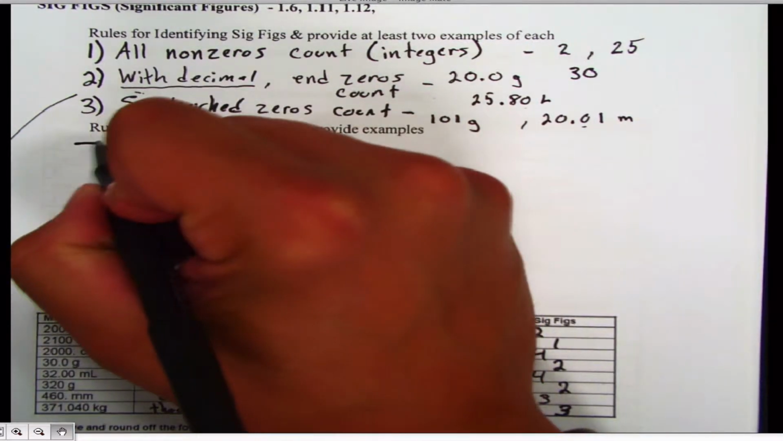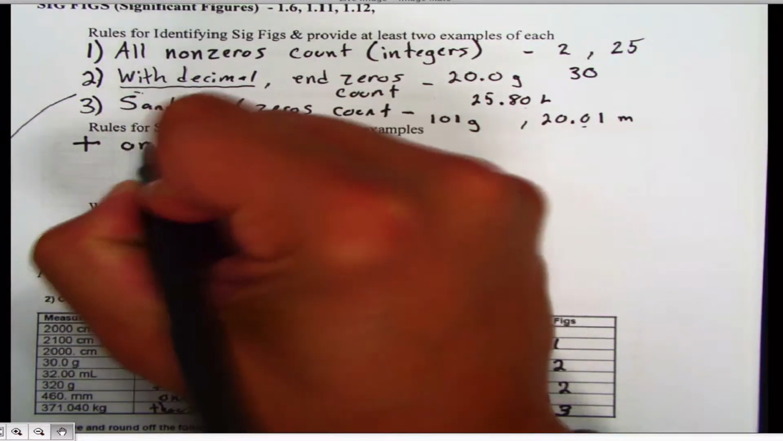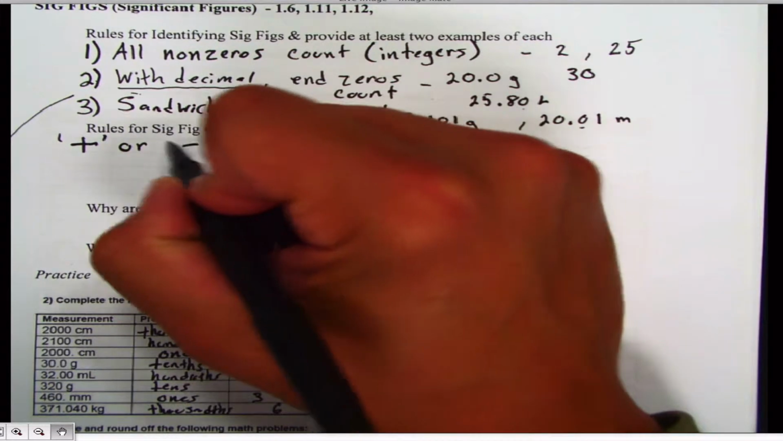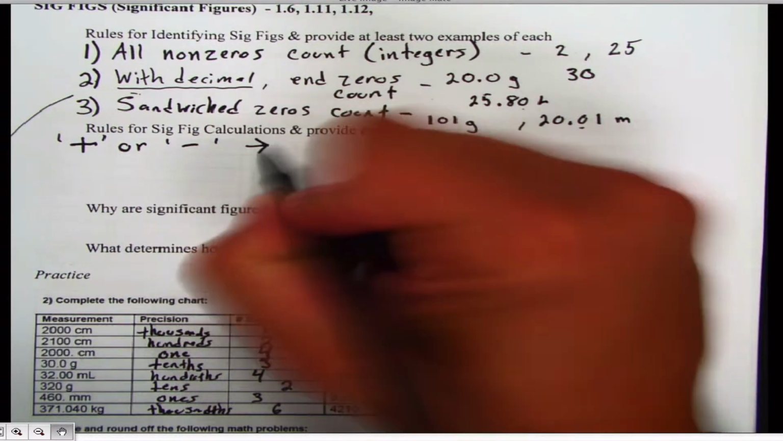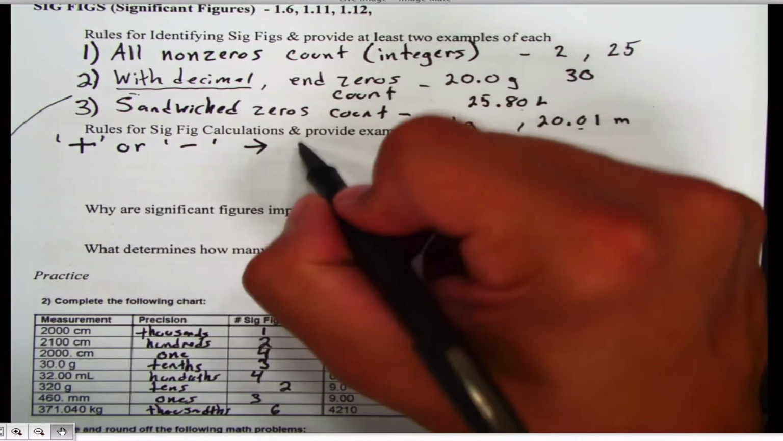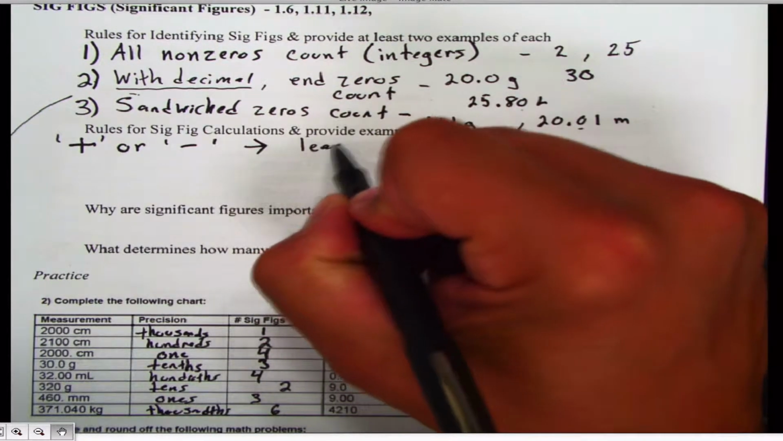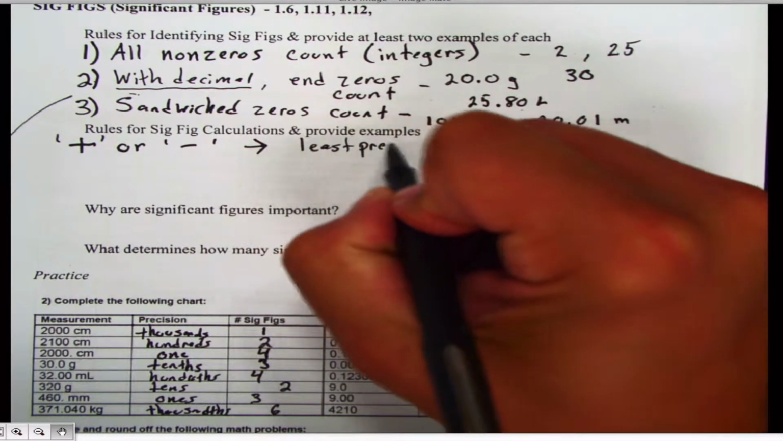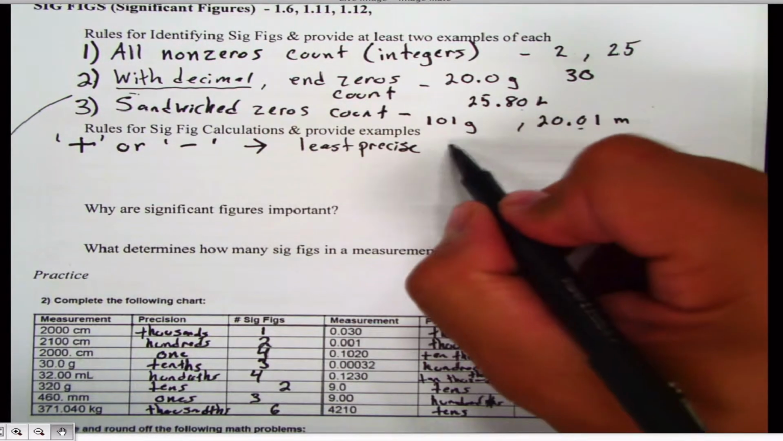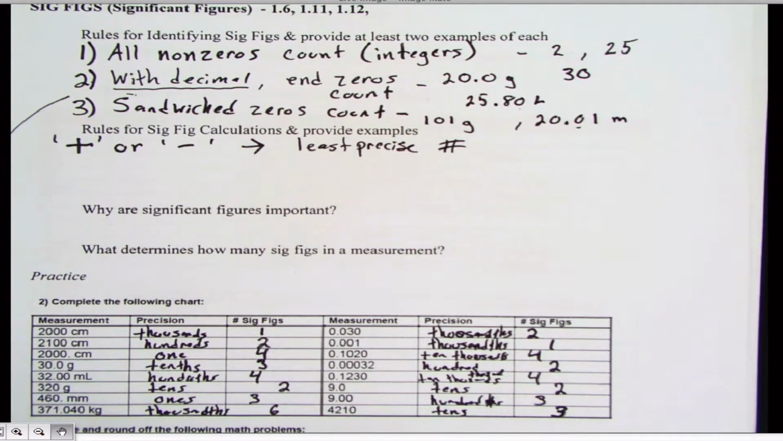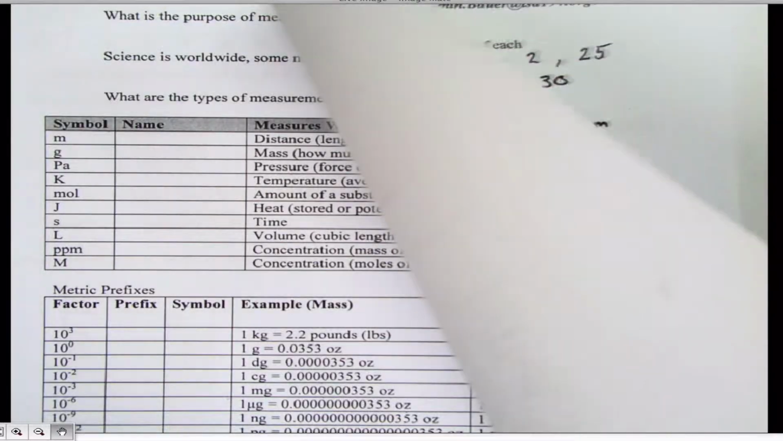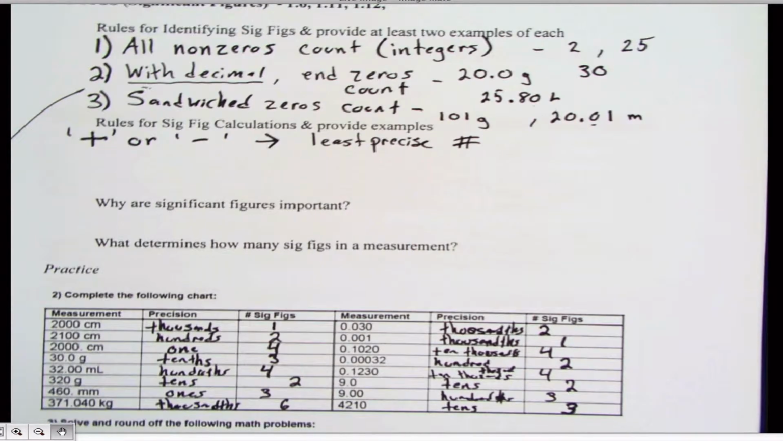When you are adding or subtracting, you have to go with the least precise number. That's how many significant figures are going to be there. So it's usually the one with the least amount of decimals. All right, so the least amount of decimals, that's the one that's going to be really, really helpful to you.